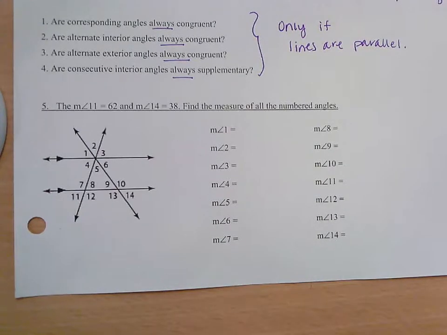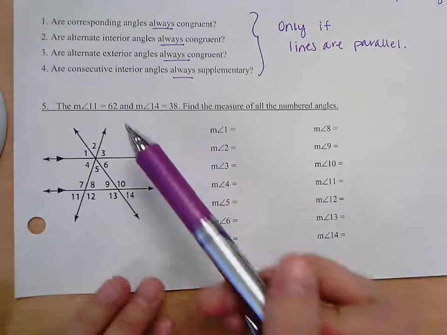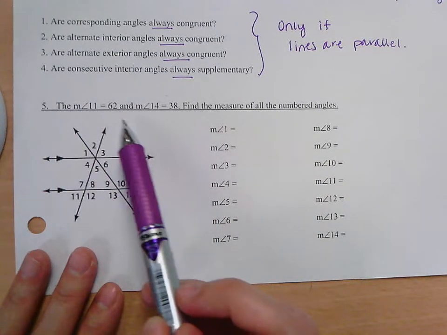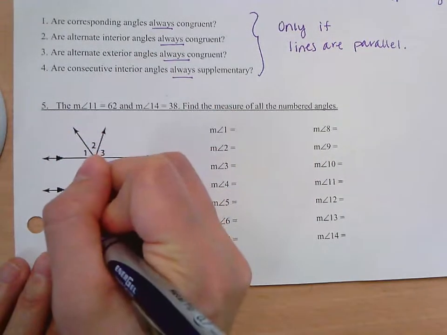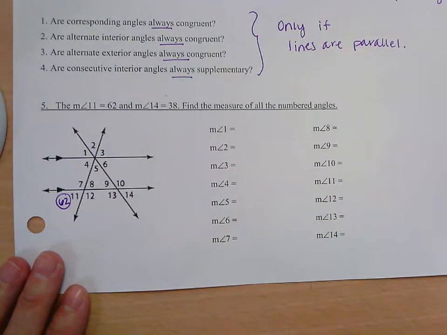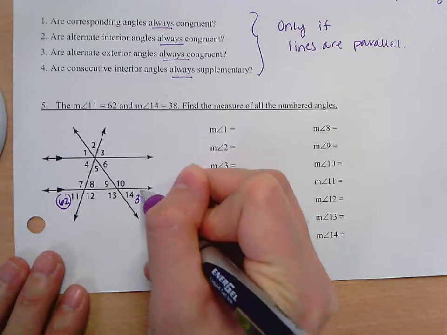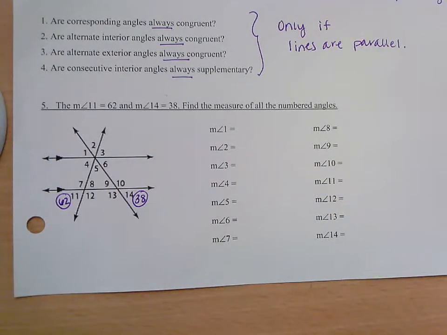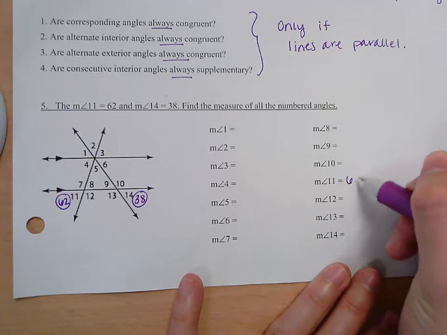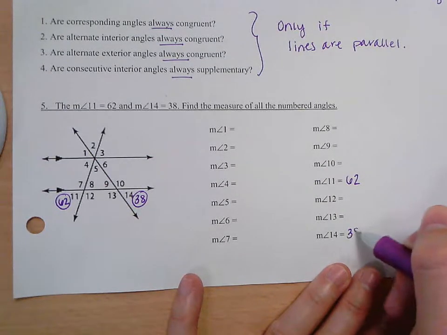Okay, so we're going to look at example 5. You're going to see different types of problems here. 5 gives us the measure of angle 11 is 62. This is information that applies to the whole thing, so I'm going to fill it in. Measure of angle 11 is 62. So this angle down here is 62. And the measure of angle 14 is 38. It says find the measures of all numbered angles. So we can actually fill in over here, 11 we were given is 62. 14 we were given is 38.